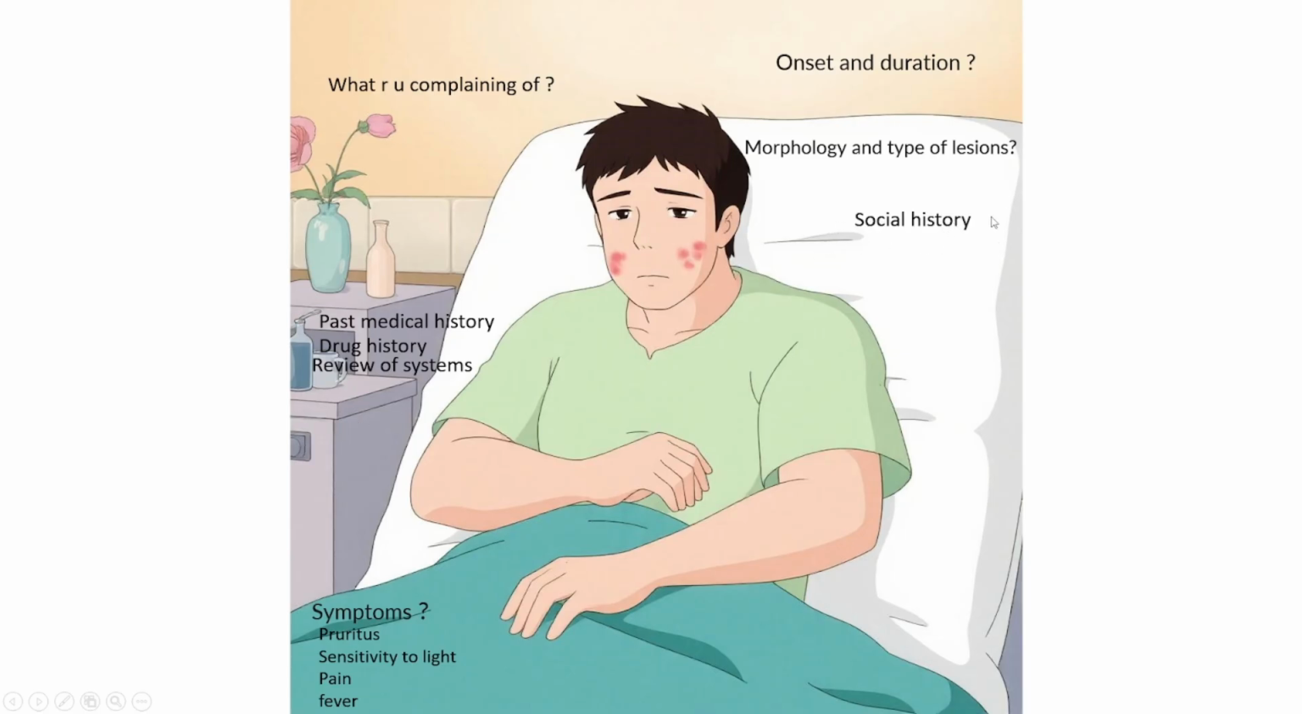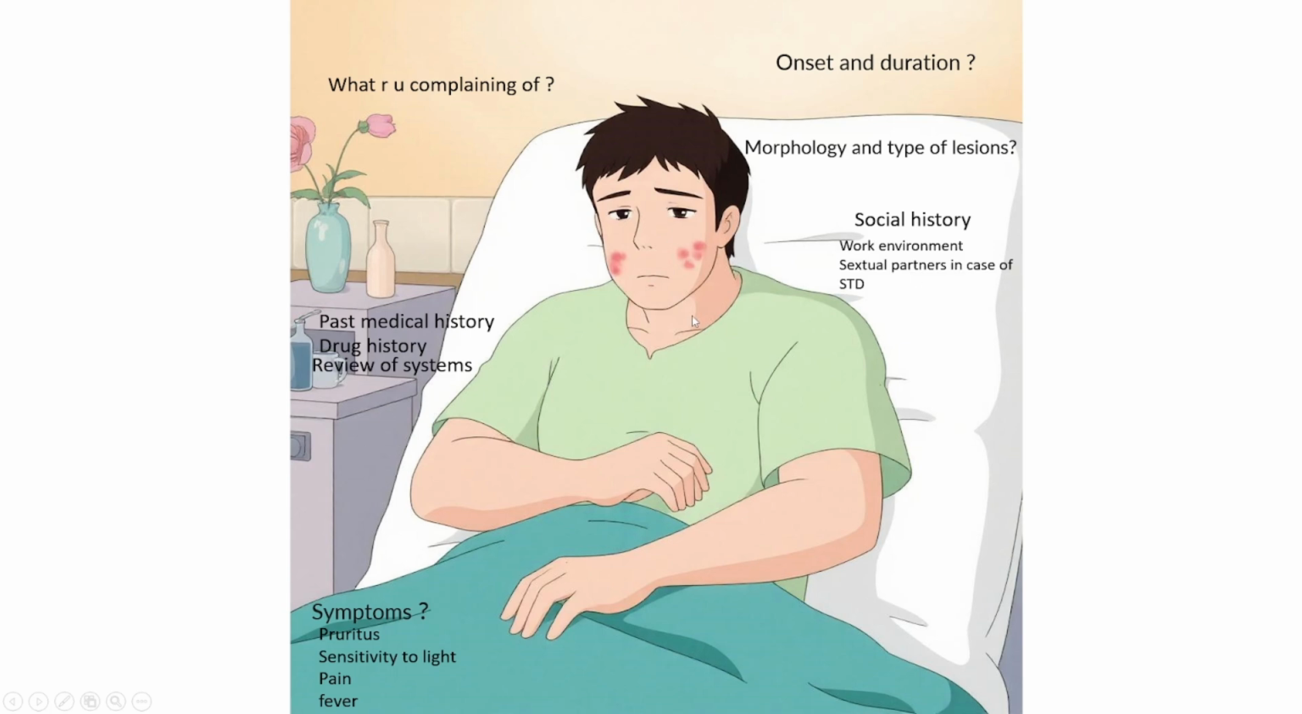Then we will ask him about the social history. We focus on two things here. First of all, his working hazard, because we want to know if he is in contact with any chemicals. And we will ask if he has some rash on his genital areas. We will ask him about his sexual life.